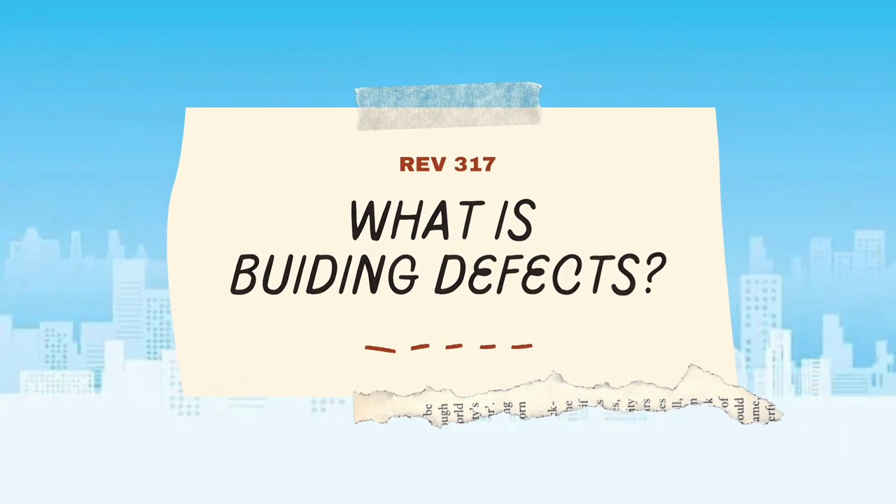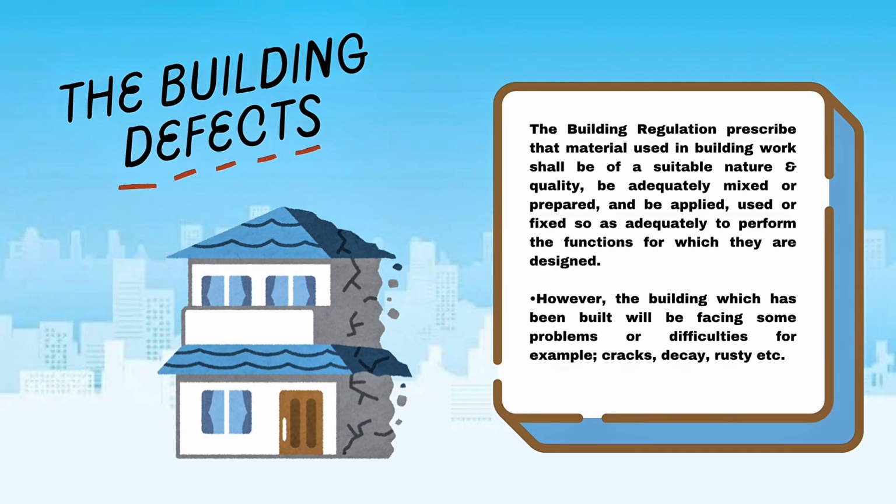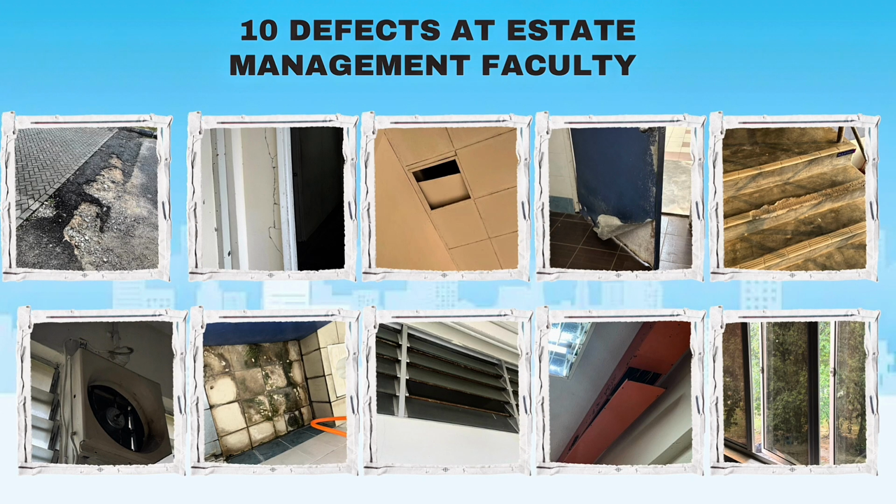What are building defects? The building regulation prescribes that material used in building work shall be of a suitable nature and quality, be adequately mixed or prepared and be applied, used or fixed so as adequately to perform the function for which they are designed. However, the building which has been built will face some problems or difficulties, for example, cracks, decay, rust and others. As you can see, I found 10 defects at the Estate Management Faculty.